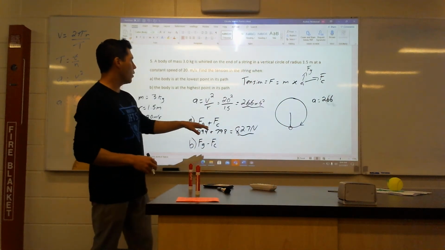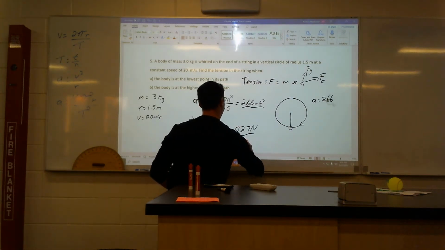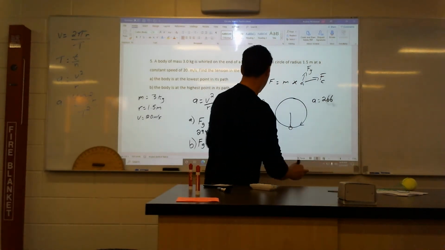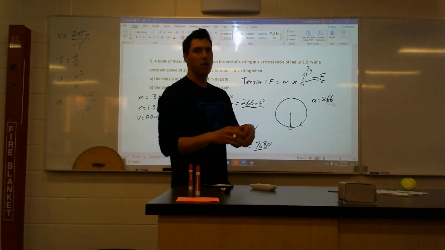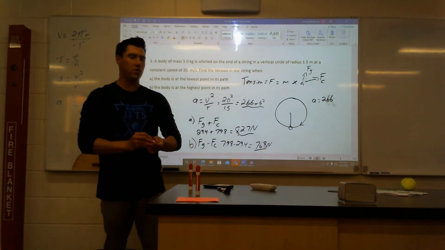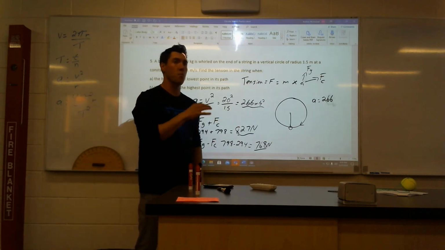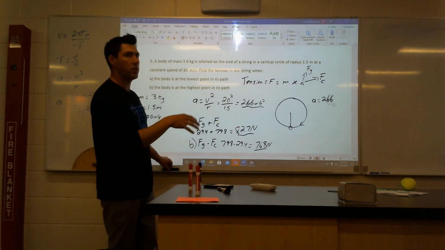So when I go 798 minus 29.4, I get an answer of, what do I get? 768. 768 units. Okay, so there's just a little theory understanding that when we have a circular motion, the tension is going to be different if it's vertical. It's going to be more at the bottom, less at the top. The next two questions are going to touch on this as well.